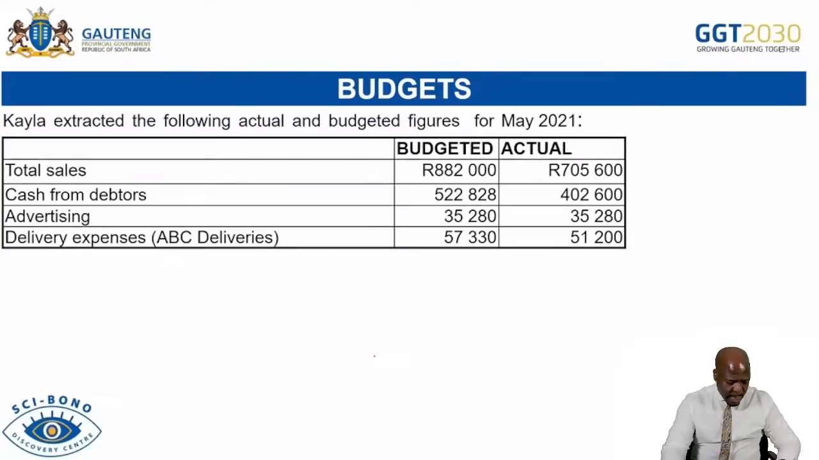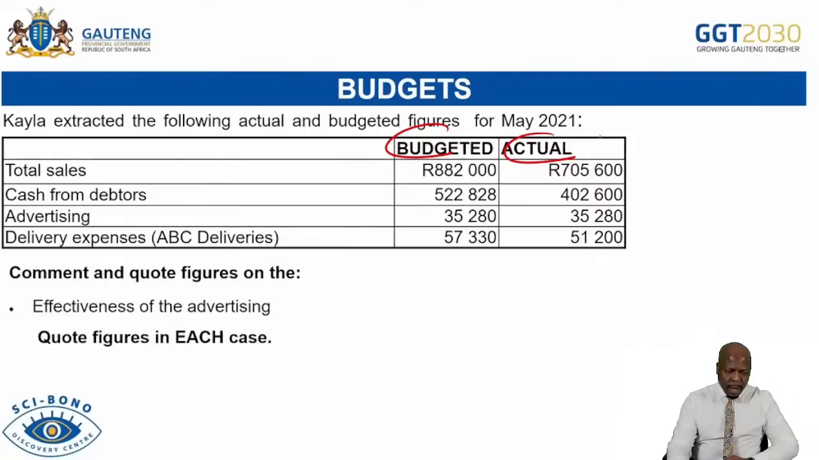Okay, and here it reads, Kyla extracted the following actual and budgeted figures. So you have your budgeted and your actual. And then comment and quote figures on the effectiveness of advertising. Was advertising effective? You have to know that there has to be relationships between certain expenses in your budget. For example, advertising has to be linked to your sales. So when you comment on your advertising, you need to look at the relationship with sales.